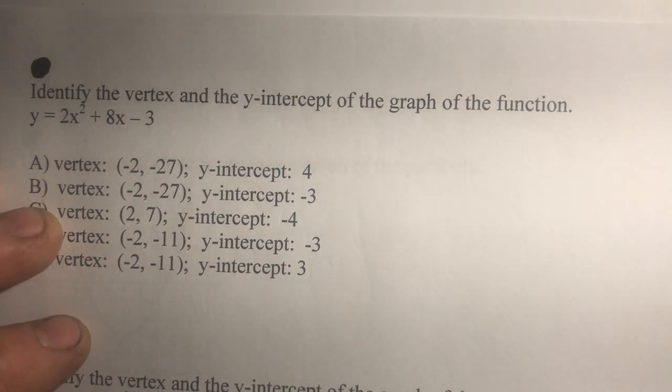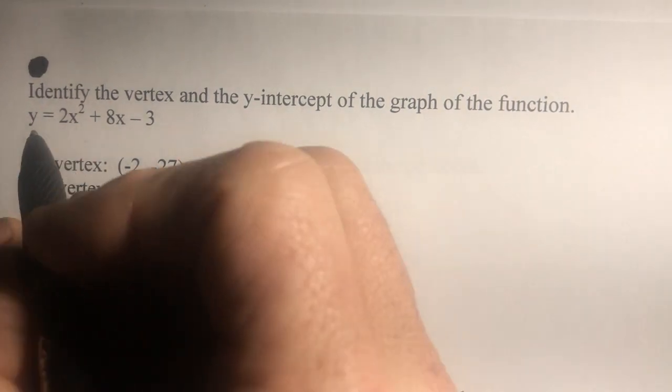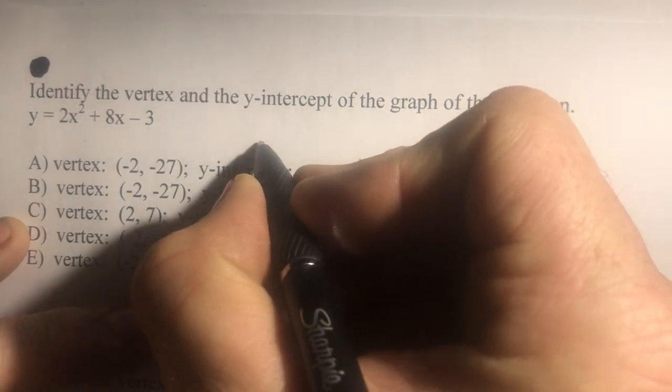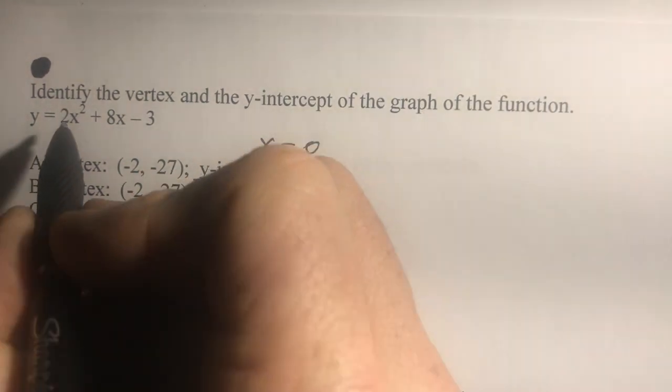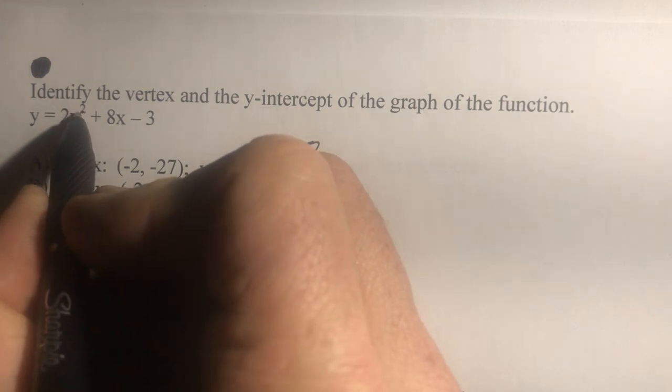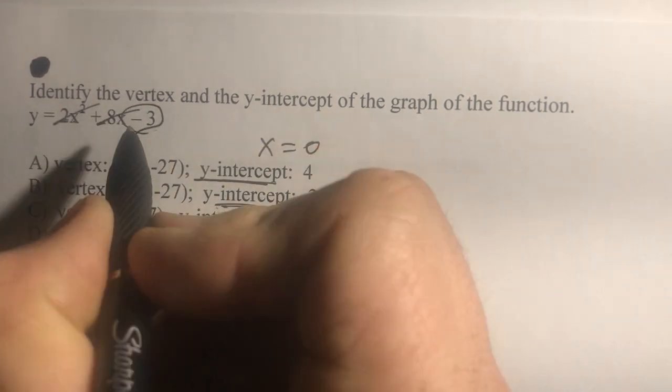Identify the vertex and the y-intercept of the graph of the function. All right, the y-intercept is easy. The y-intercept is when x equals 0. That's what the y-intercept is. So if I put 0 in there, 0 squared is 0, 2 times 0 is 0, that'll go away. 8 times 0 is 0, and right there, negative 3.